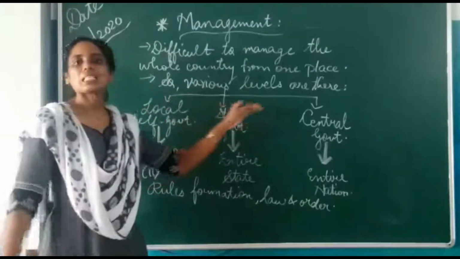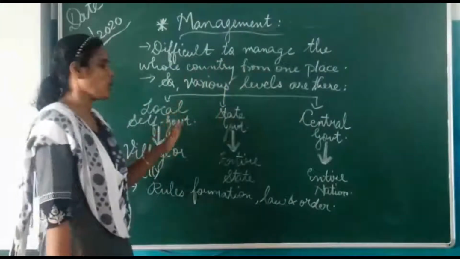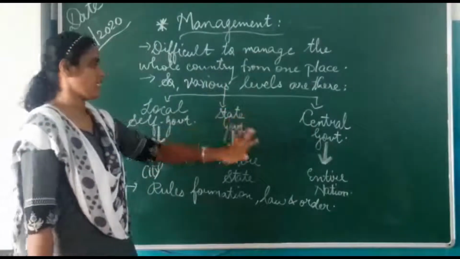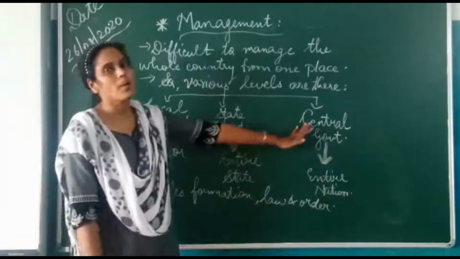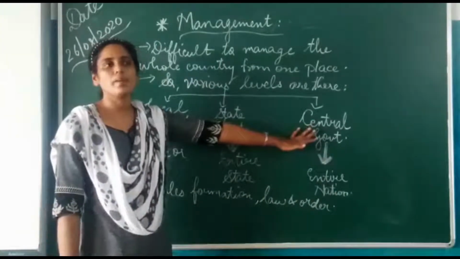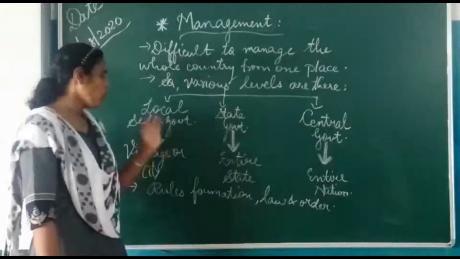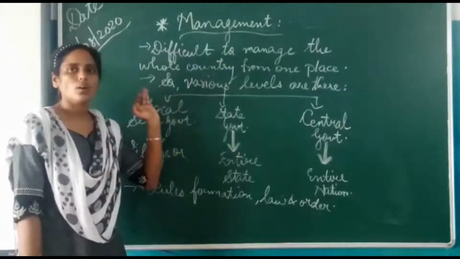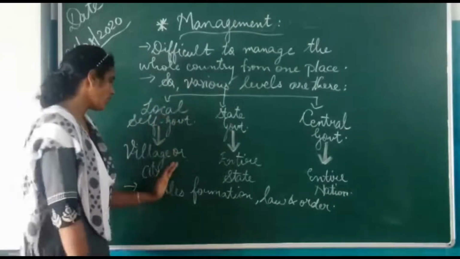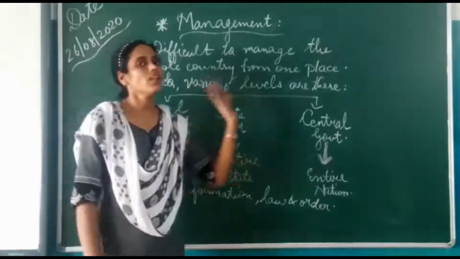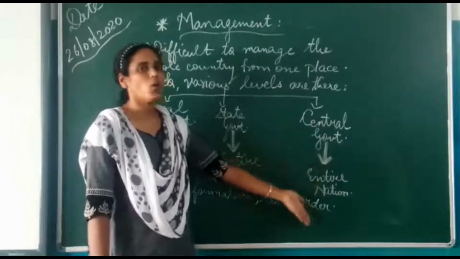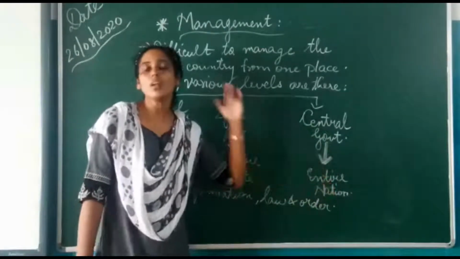There are three main stages of government. First is local self-government, second is state government, third is central government. You can call this union government also. Union government or central government is one and the same thing. Local self-government manages or administers only villages or cities. State government looks after the entire state and central government looks after the entire nation or the whole country.